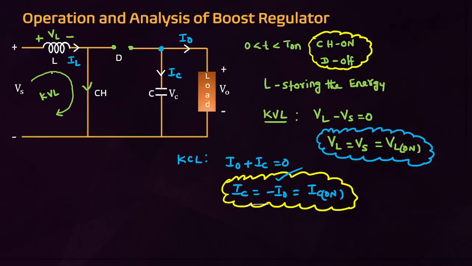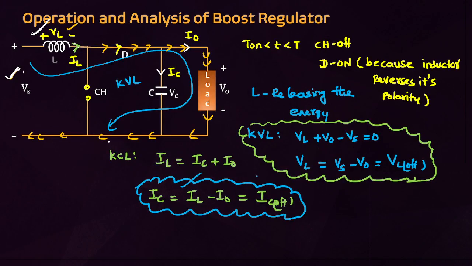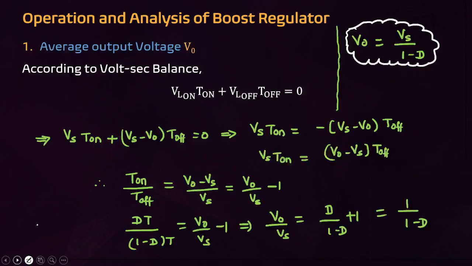Then, what is the operation? During chopper on state, what is the voltage across the inductor? This is a boost regulator, a step up chopper. That is VL equal to VS. What is the current through the capacitor? IC equal to minus I naught. Next, during chopper off state, what is the voltage across the inductor? Why am I telling these formulas? Based on these formulas also questions are framed. That's why I'm giving these formulas. What is the current through the capacitor? IC equals IL minus I naught. That you have to concentrate on.